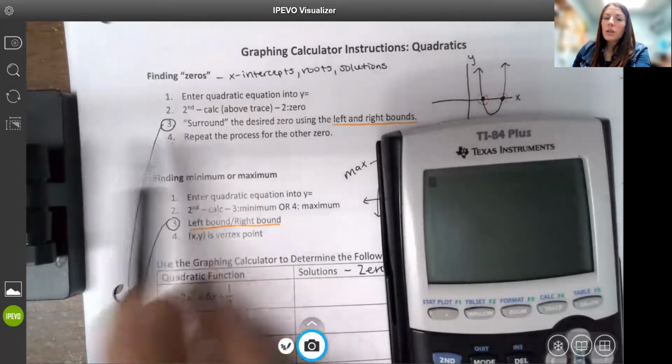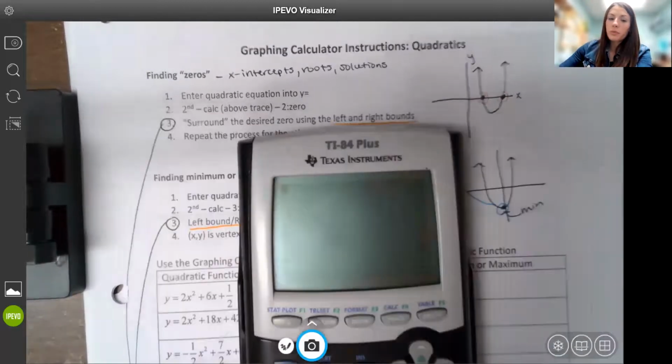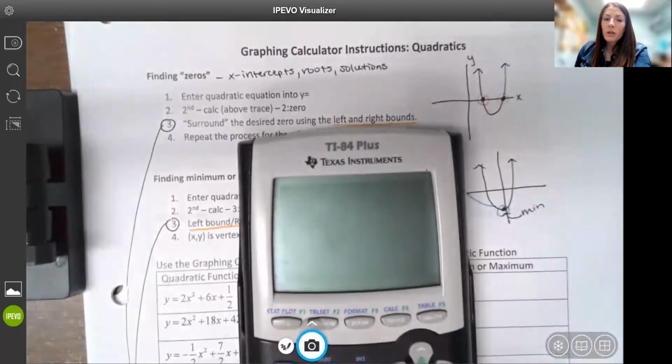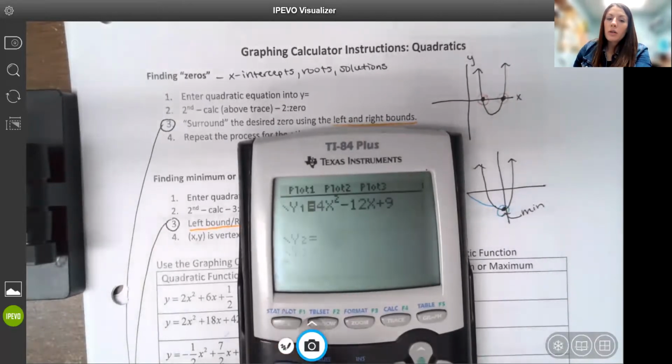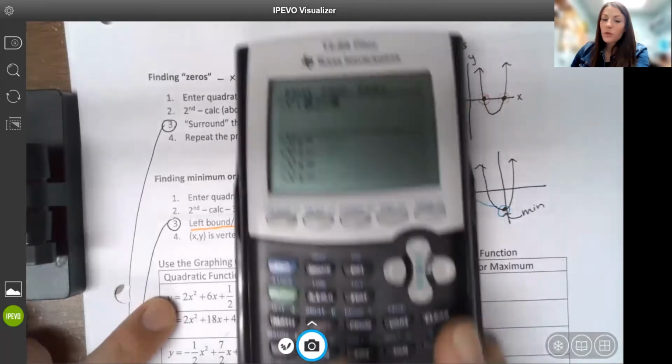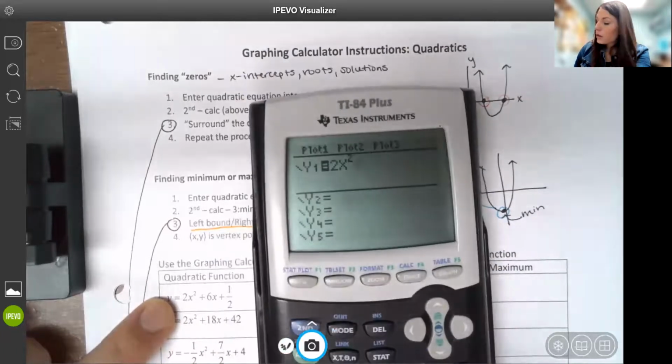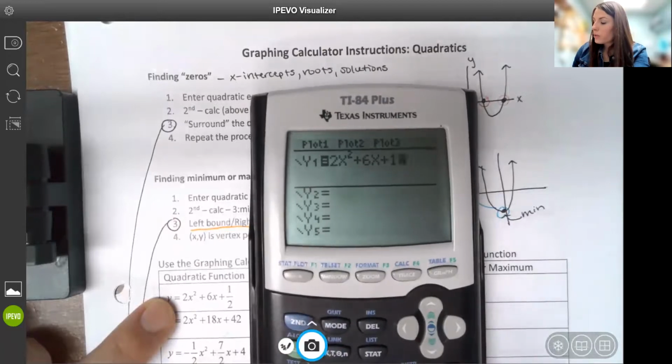So first it says enter the quadratic equation into y equals. Let me see if I can make my calculator a little better. So I go into y equals on my graph. I'm going to clear out what's in there. I'm going to enter in this first equation, 2x squared, using this little button right here, squared. Okay, so 2x squared plus 6x plus, and to enter in 1/2, we'll just do 1 divided by 2.